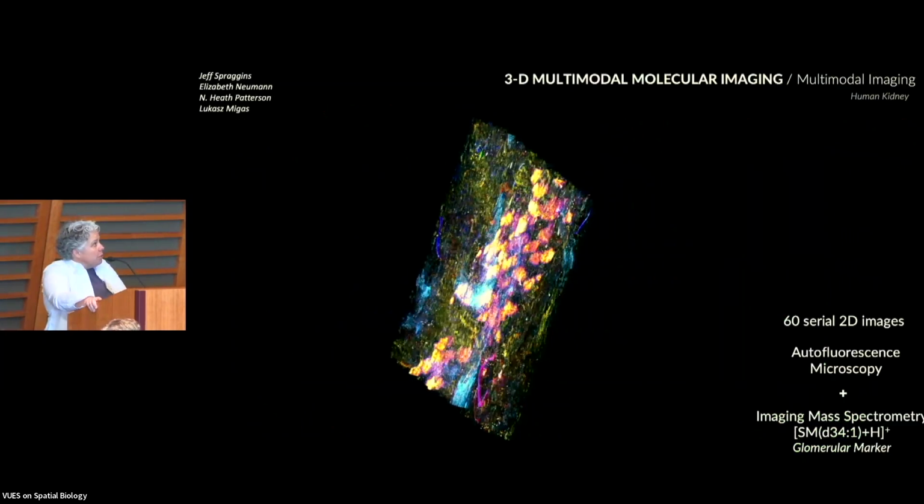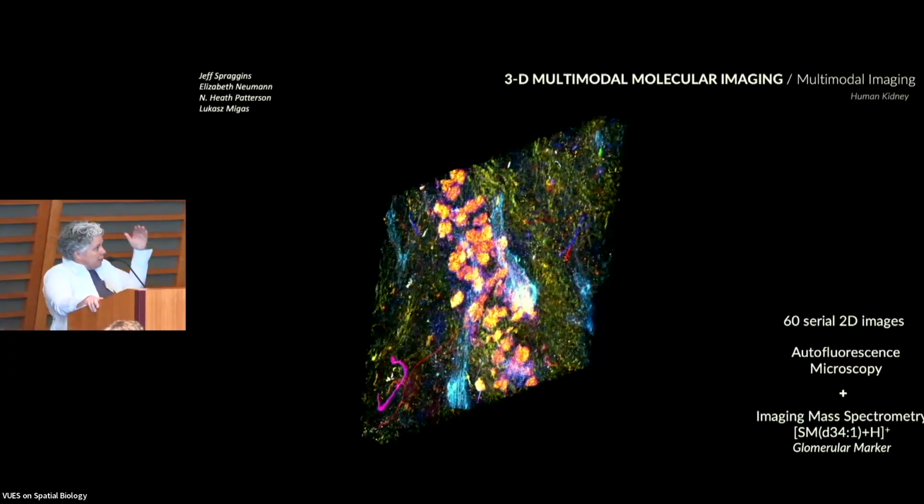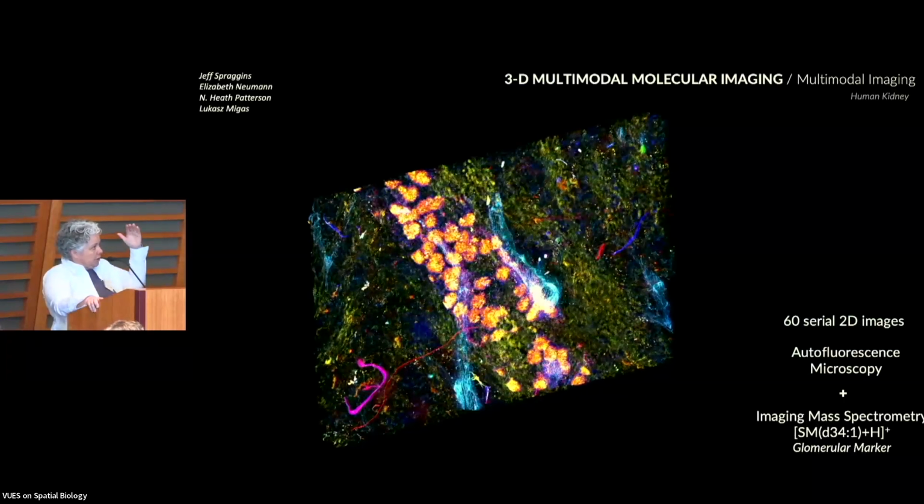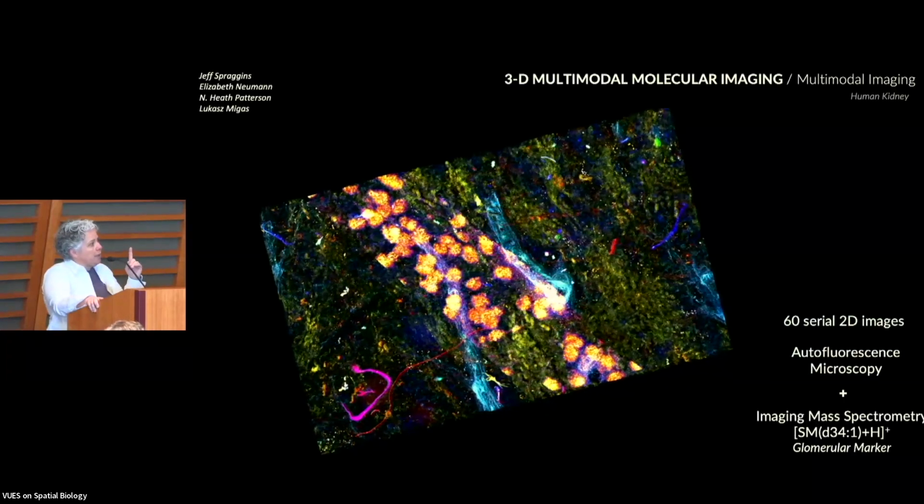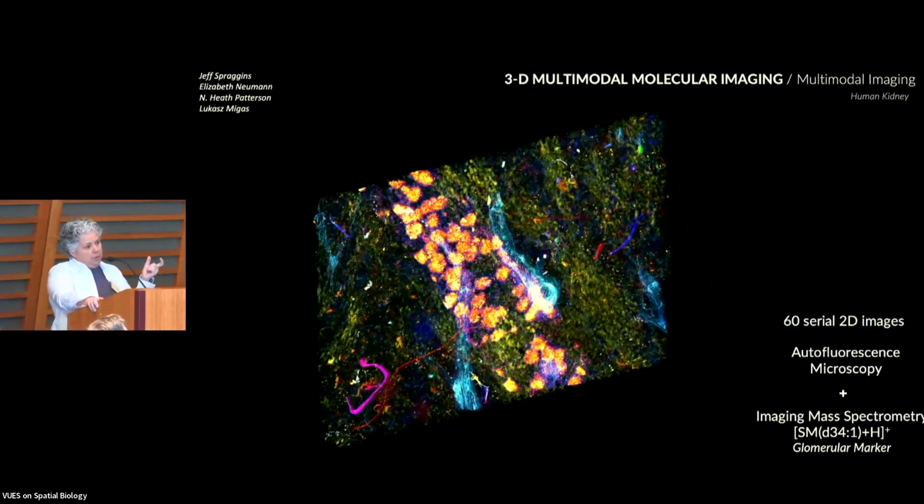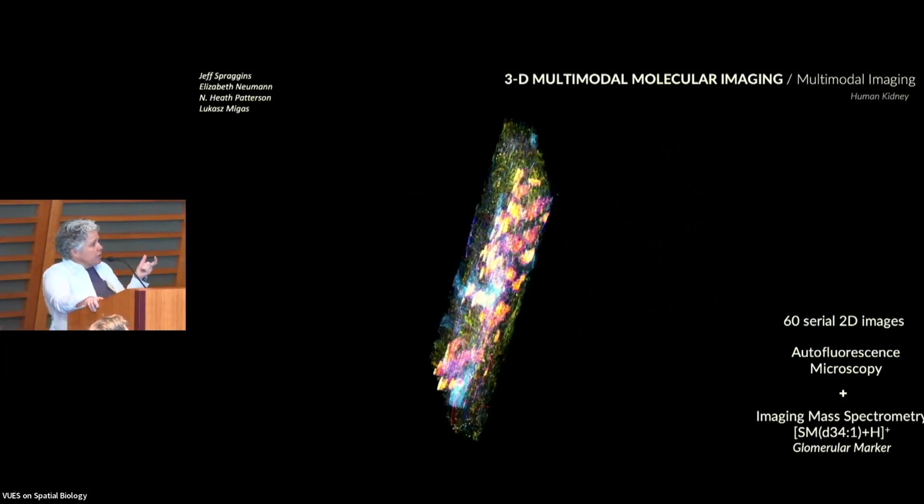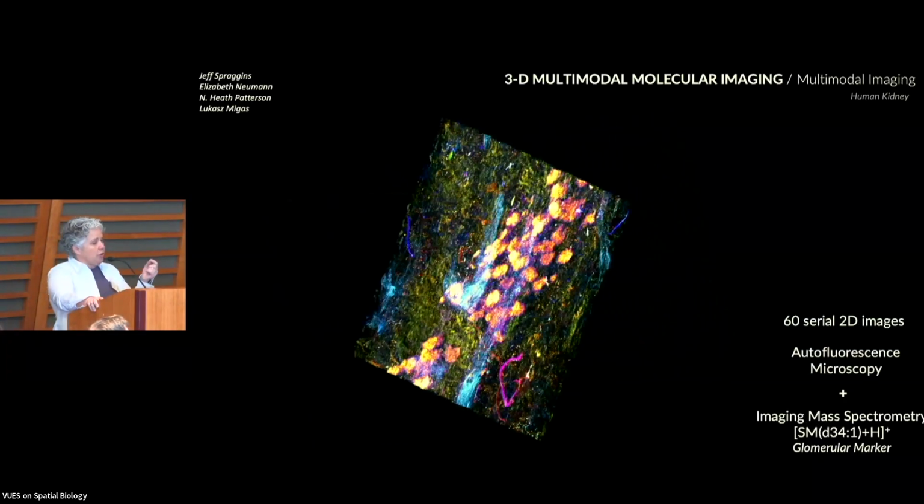And of course, I wanted to leave you with one more kidney image, and this one here, where we've collected 60 serial sections, done the autofluorescence microscopy, and we're tracking a single lipid in this projection, and that's sphingomyelin 34:1. It's a well-known glomerular marker. We're really interested in it because we think that it may have a structural component in maintaining the slit diaphragm.